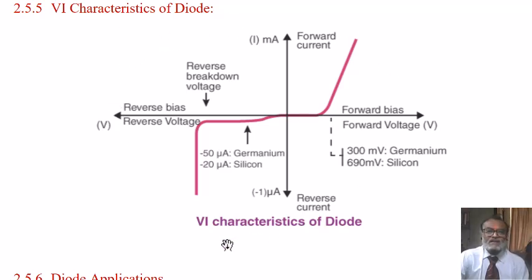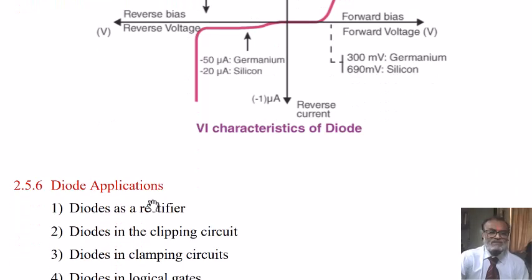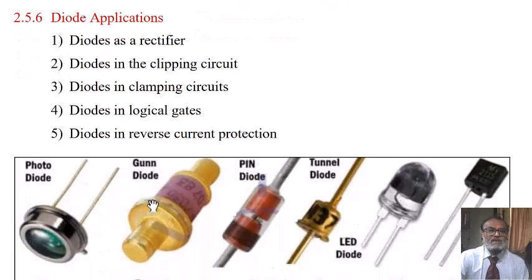So these are the characteristics shown, also called the VI characteristic of the diode, since it is the relationship between voltage and current through the diode during forward bias and reverse bias conditions. Now let us see the applications of the diode. The diode can be used as a rectifier. Diodes can be used in clipping circuits and clamping circuits. Diodes can be used in logic gate implementation, and diodes can be used for protecting against reverse current.